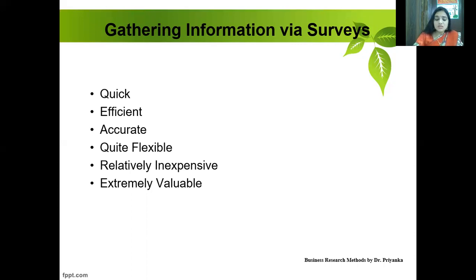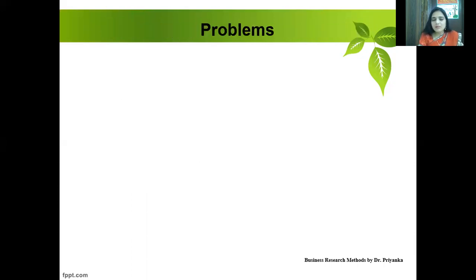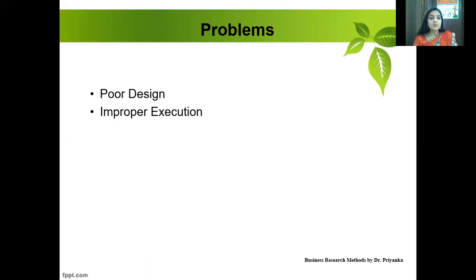So it's very useful to gather information through surveys because it is quick, efficient, accurate, flexible, inexpensive, and valuable as well. But there might be some problems. These problems might be sometimes poor design of the questionnaire or improper execution. For example, if your questionnaire is not good, its design is very poor, it might be like you have not actually asked people about everything you wanted to ask, or it might be like boring kind of questions are there, or maybe the questions are not properly asked.